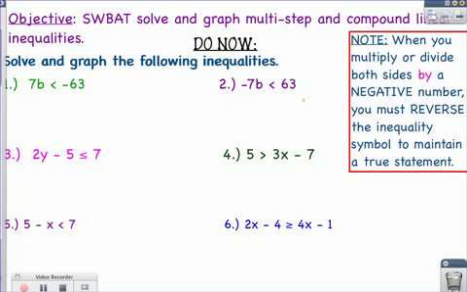After this lesson, students will be able to solve and graph multi-step and compound linear inequalities. Do now. Solve and graph the following inequalities.